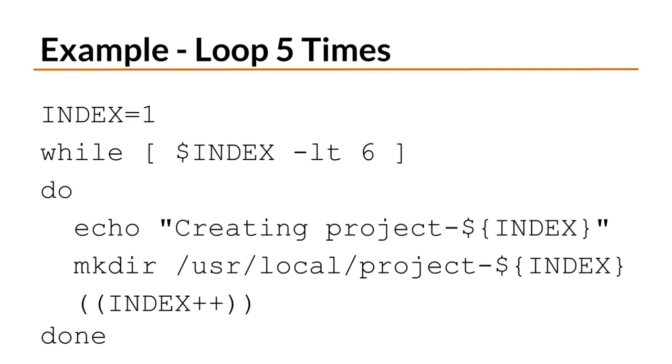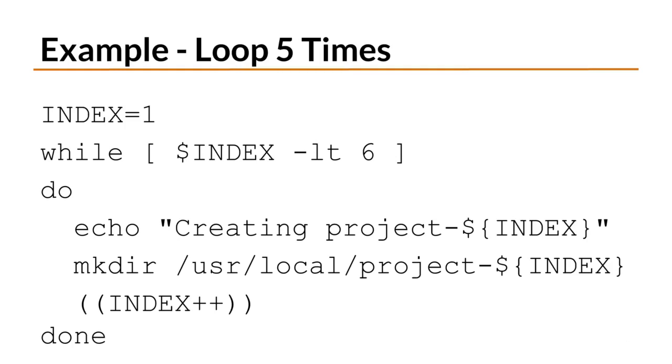The echo command is executed and displays creating project-1. Then the mkdir command is executed. Finally, the index variable is incremented by 1. This is done by using something called arithmetic expansion. You can enclose a mathematical expression inside double parentheses. The double plus sign is the increment operator and it simply adds 1 to the variable it follows.